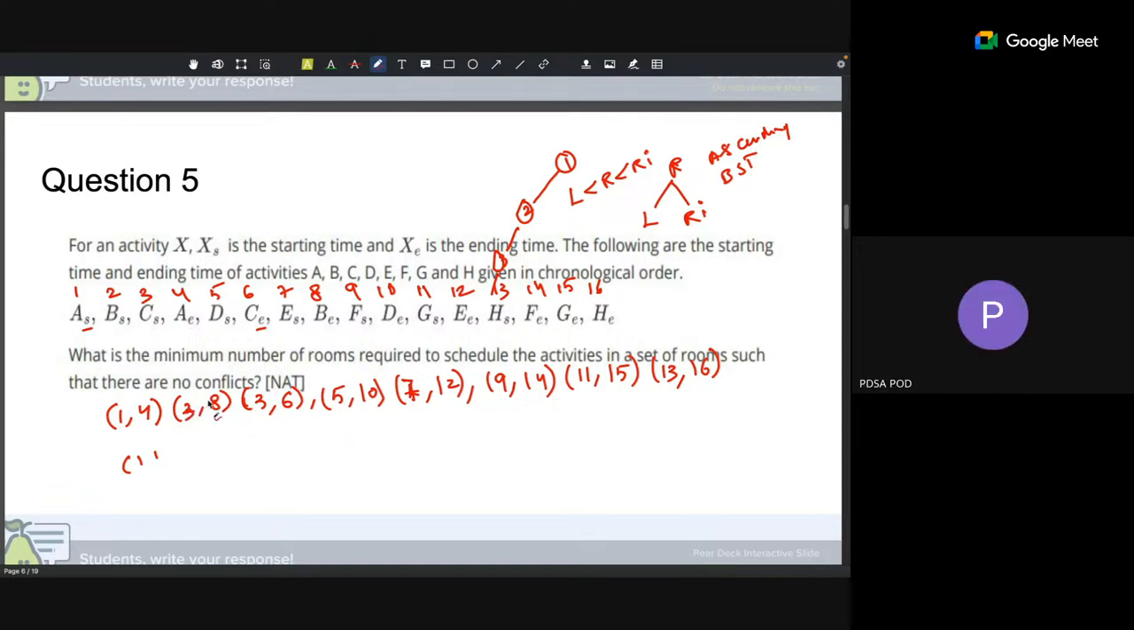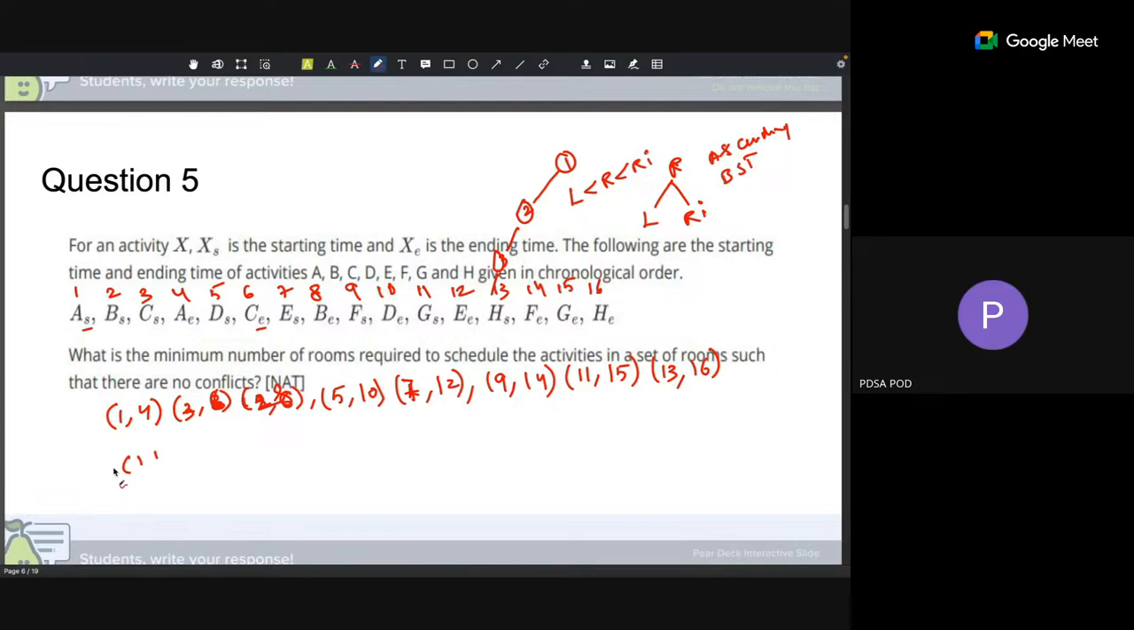So this is 3, 6. This is 4, 8. 2, 8. 2, 8. 2, 8. Okay, 3, 6 and 2, 8. So now we try to make it for the allocation.